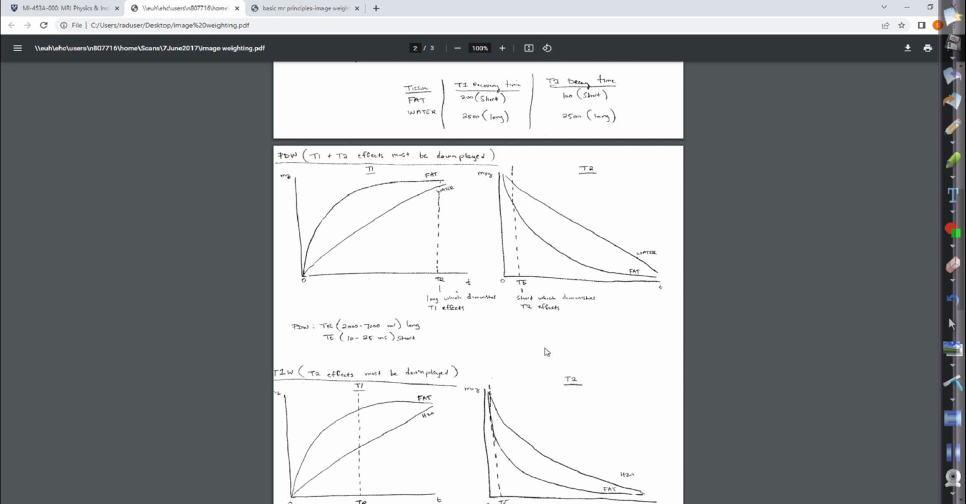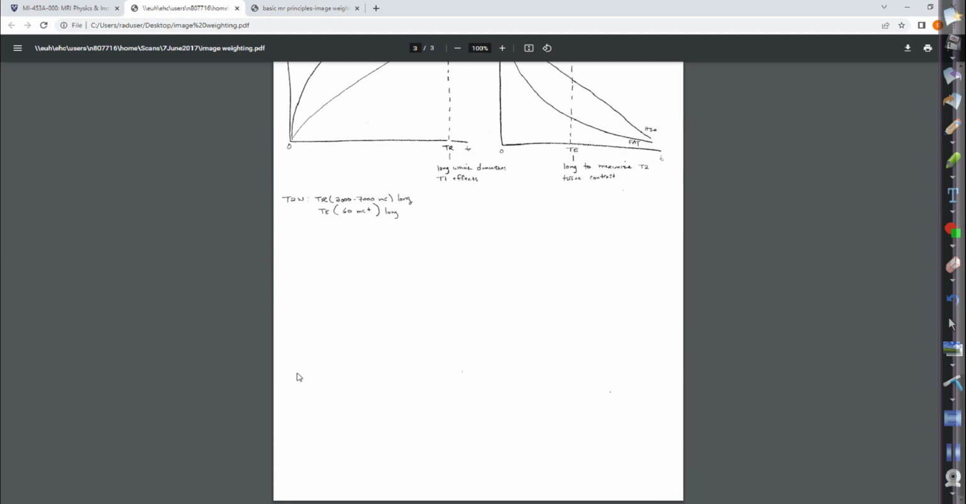But then the second half of our unit really talked about weighting. And that's, remember, how we manipulate those extrinsic parameters to get the desired contrast that we want on our image. Because contrast is no different than what we describe in X-ray, where we have white and black on our image and different shades of gray. That's contrast. But image weighting is how we downplay or highlight T1 and T2 to get our desired image contrast. So we only really talked about 3 different types of weightings in this unit. Proton density weighting, T1 weighting, and T2 weighting.